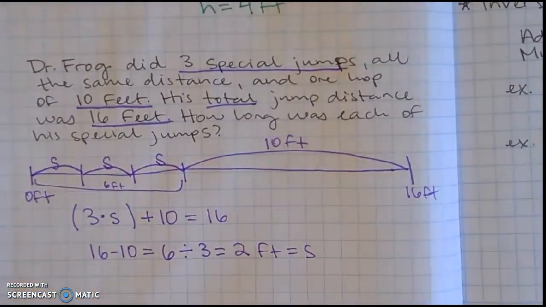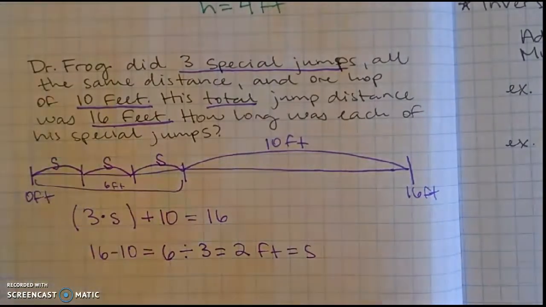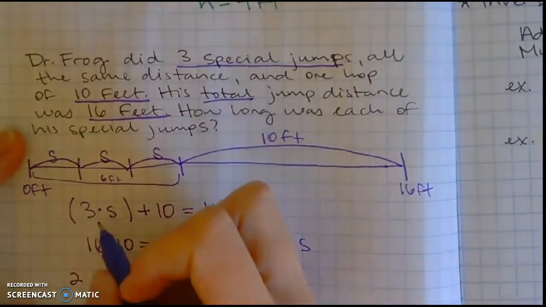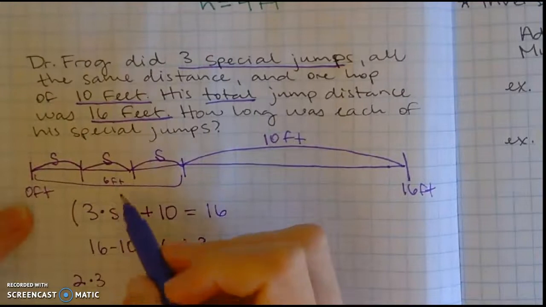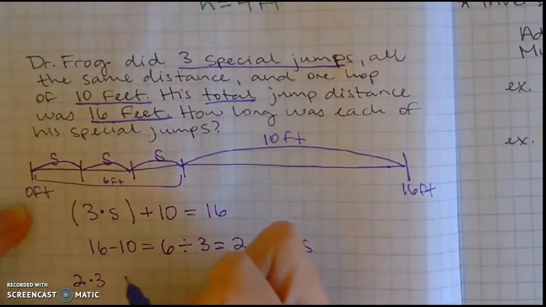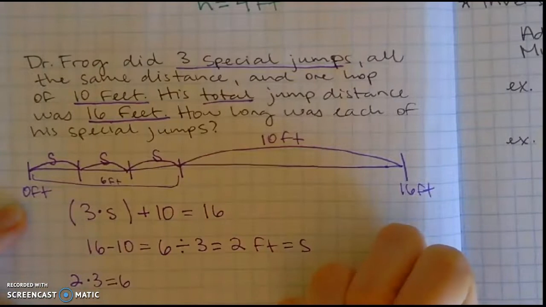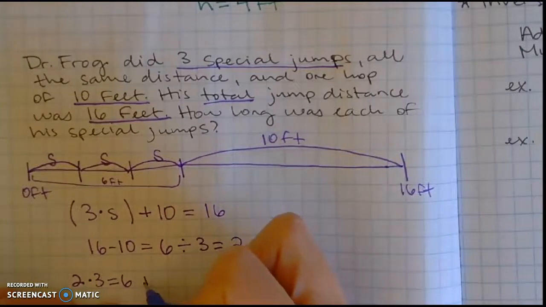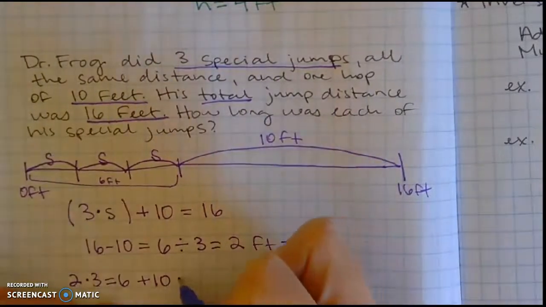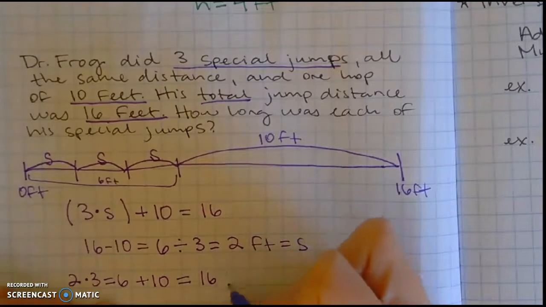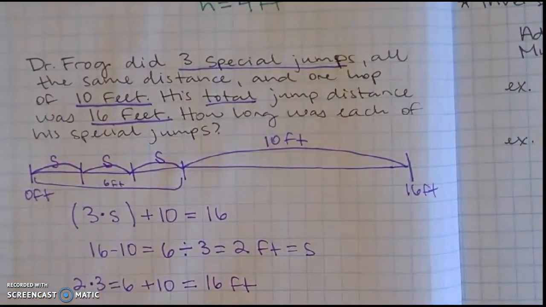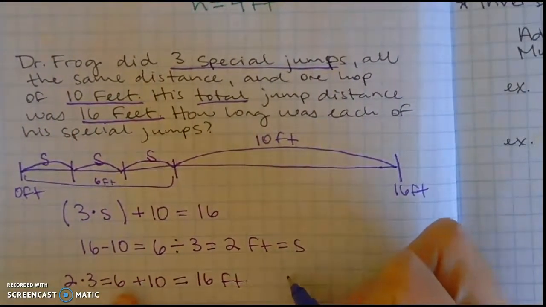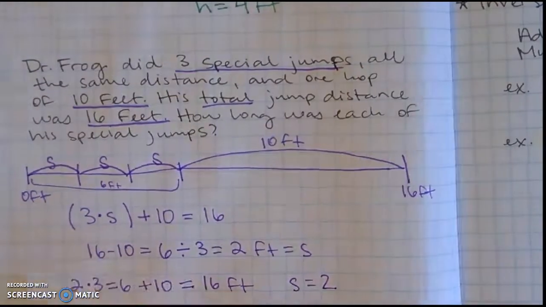So let's just double check because I'm not convinced that I have this correct. So I'm going to do 2 times that 3 because I had 3 jumps, 1, 2, 3. So 2 times 3, and that equals 6. Okay, I'm off to a good start. Now I'm going to add that 6 to my 10 feet. 6 plus 10. Okay, and that's going to get me to 16 feet. Well, that's awesome because that's exactly how long this is. So I know for sure that s equals 2.